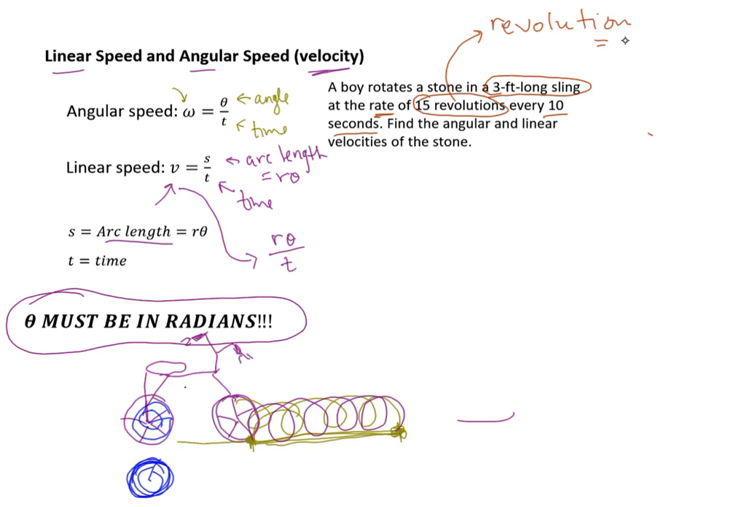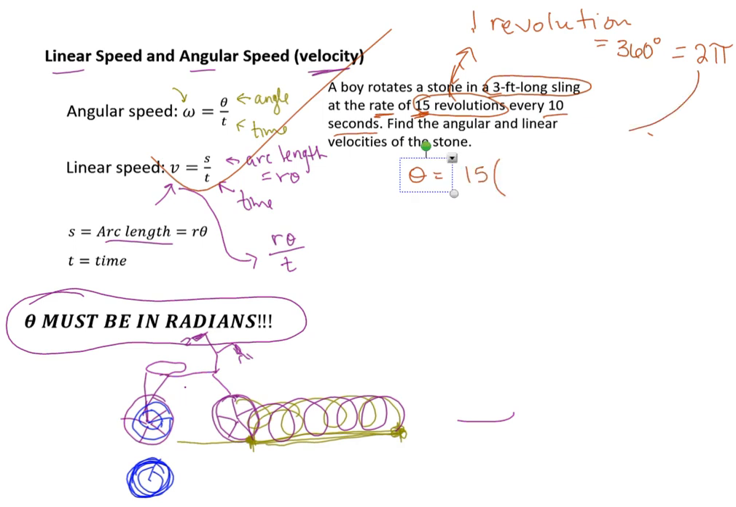When you make a full circle, you've made a revolution, which means you've gone 360 degrees or 2 pi radians. So 1 revolution is equal to 360 degrees, or 2 pi. I get so picky, that's what takes these videos so long. Now, if this kid makes 15 revolutions, then your angle theta is 15 times 1 revolution. Now notice I'm taking 2 pi because our theta has to be in radians, so why not just go right to radians?